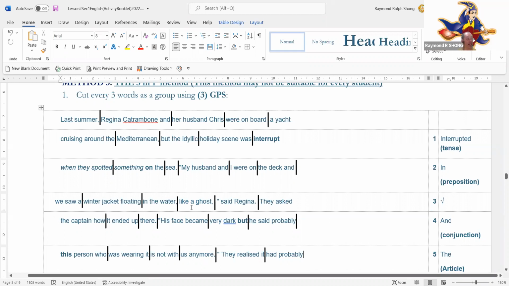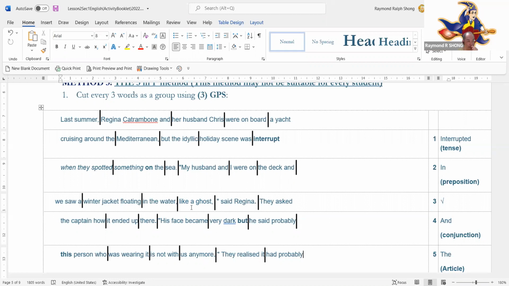A winter jacket. I like that, Winnie. Yeah, why not? The jacket can tell the story. Very good. You are using literature to enforce it. Well done.